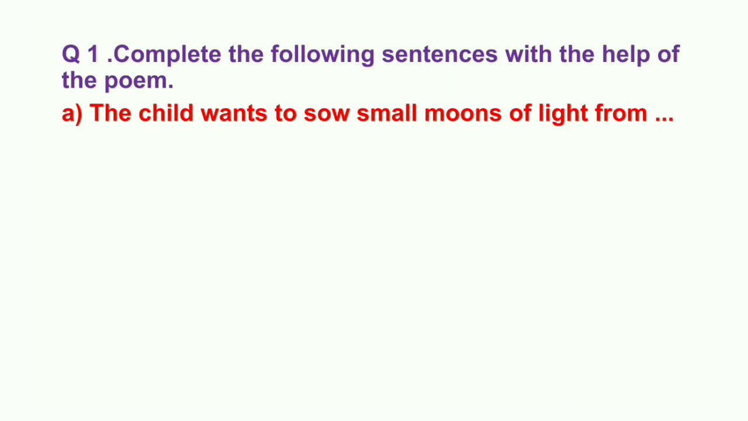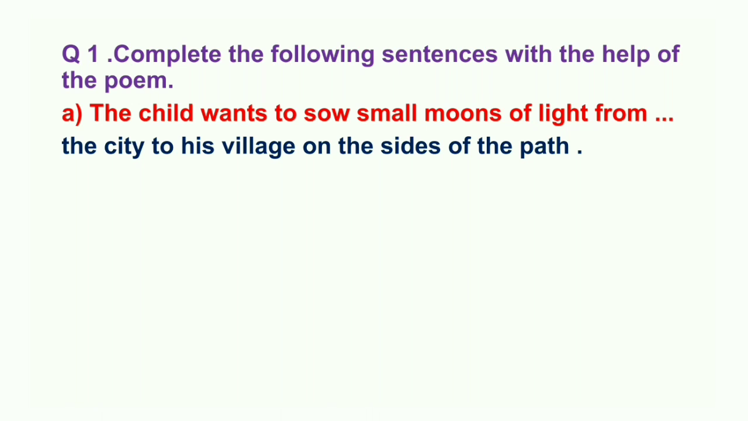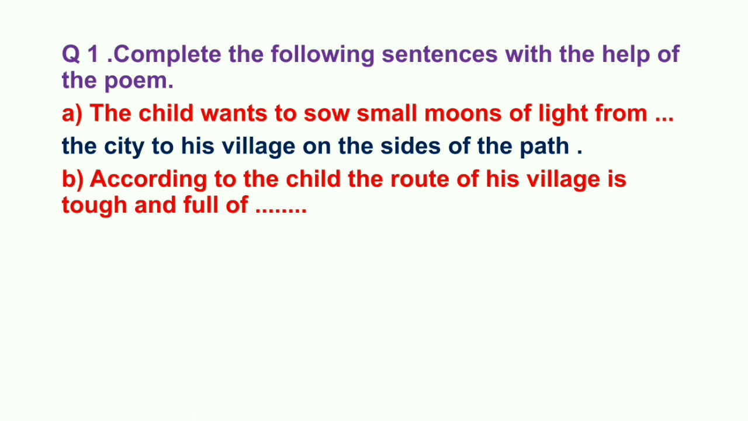A. The child wants to show small moons of light from ... Answer. The child wants to show small moons of light from the city to his village on the sides of the path. B. According to the child, the route of his village is tough and full of ... Answer. According to the child, the route of his village is tough and full of snakes and scorpions.